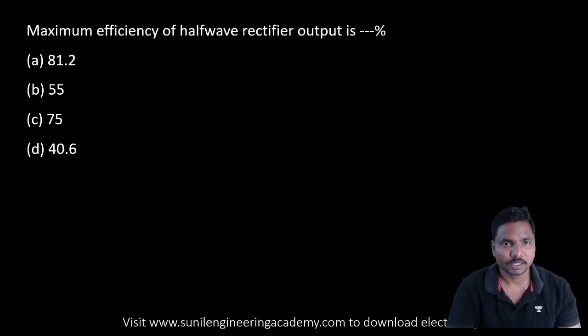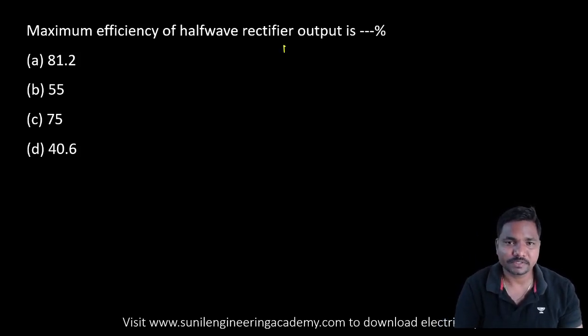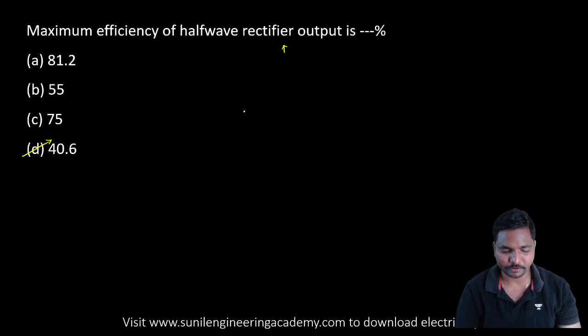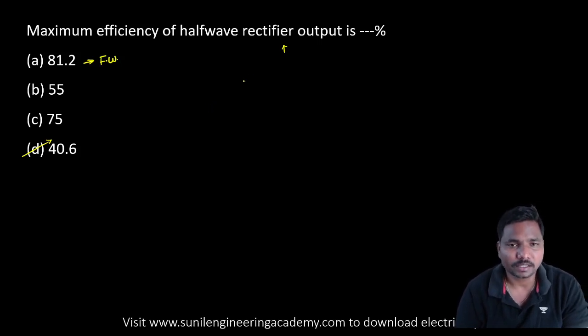Coming to the next question, the maximum efficiency of half wave rectifier output is dash. The maximum efficiency of half wave rectifier output is just 40.6%. In case of full wave rectifier, it is double, that is 81.2%. Just wait, I want to give a table. From the table, you can get all these terms easily.